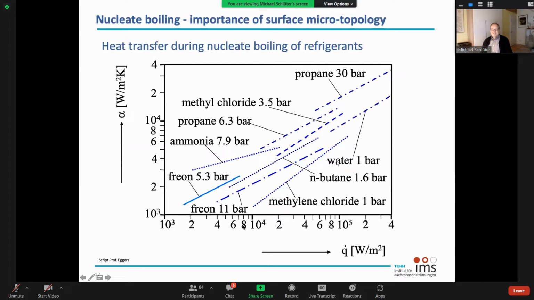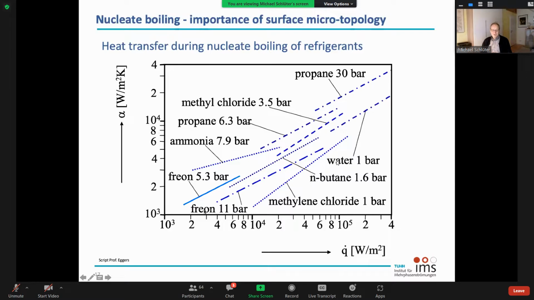Yeah, and now due to the effect that the bubbles are leaving the surface, we know that we have higher heat transfer coefficients. So the heat transfer coefficient, watt per square meter Kelvin, of course, increases because we have this much higher convection at the surface if we have the lift off of the bubbles. And this heat transfer coefficient depends on the material system we have.